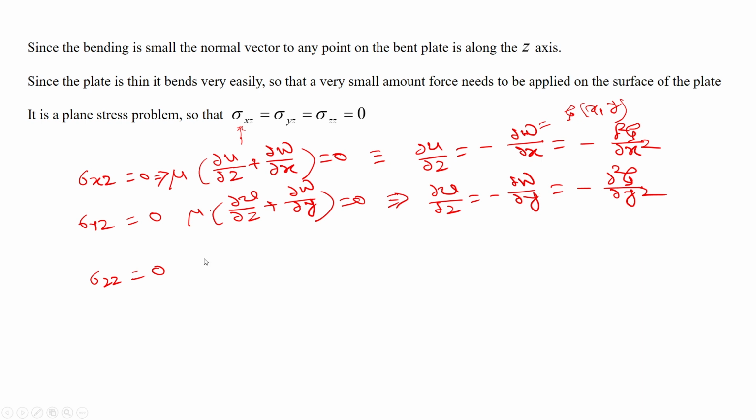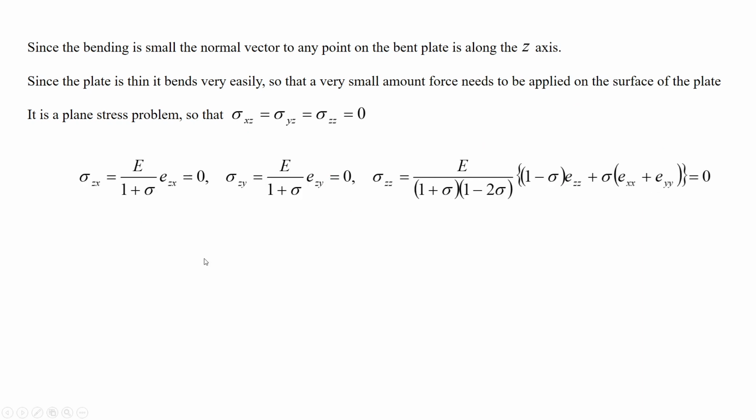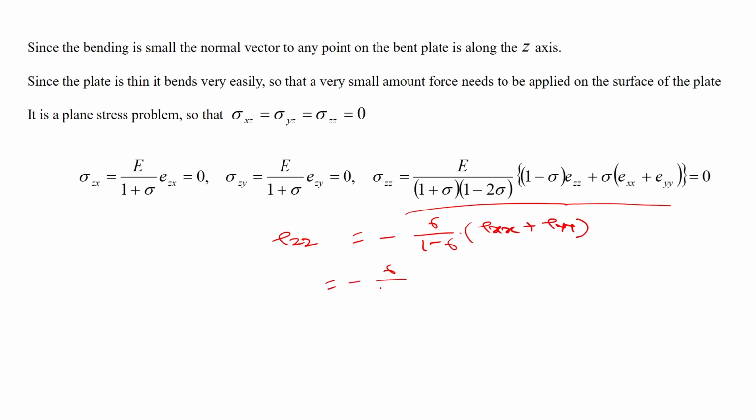So, for sigma zz, the formula will be given as E by 1 plus sigma into 1 minus 2 sigma, and here it is 1 minus sigma into E zz plus sigma into E xx plus E yy. So, here E zz is equal to minus sigma by 1 minus sigma into E xx plus E yy, and so that is equal to minus sigma by 1 minus sigma into del u by del x.